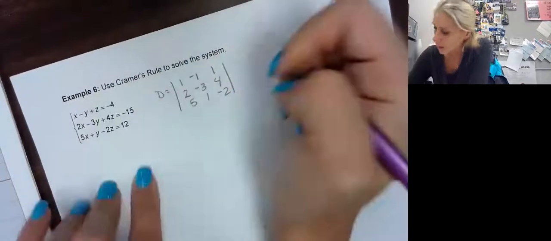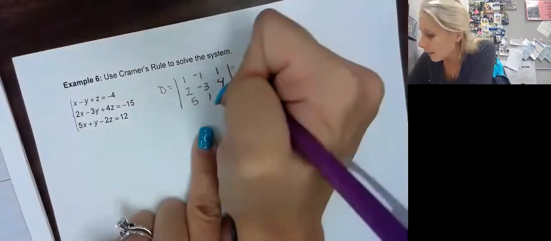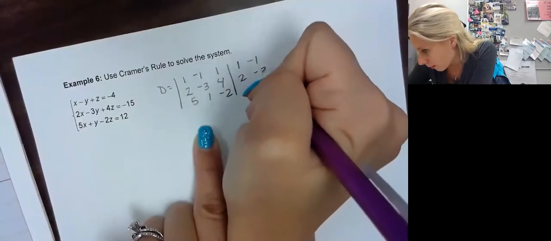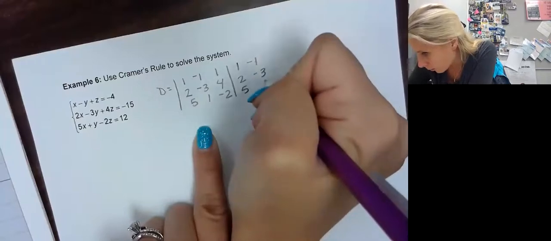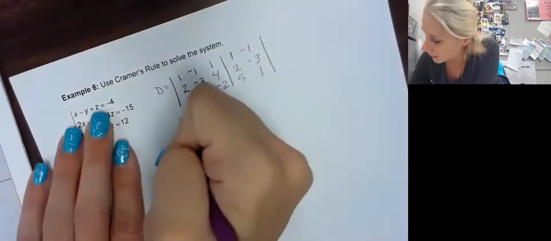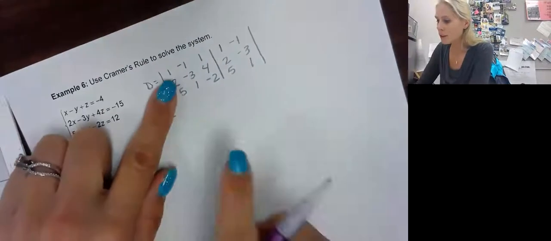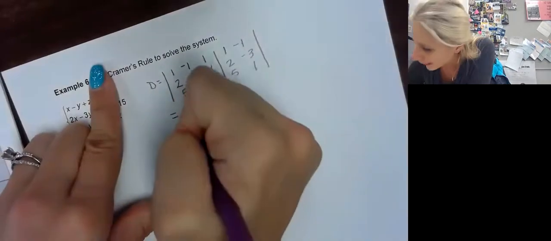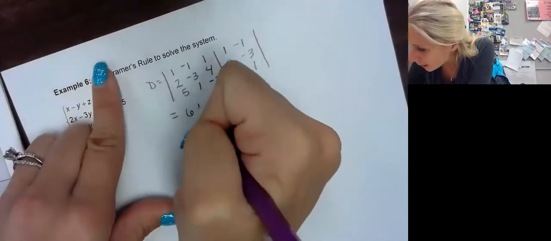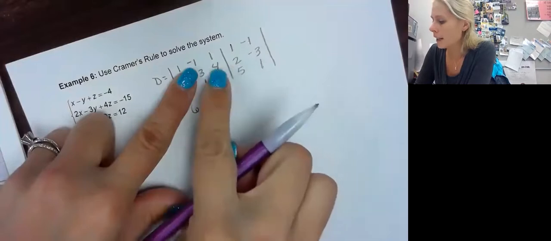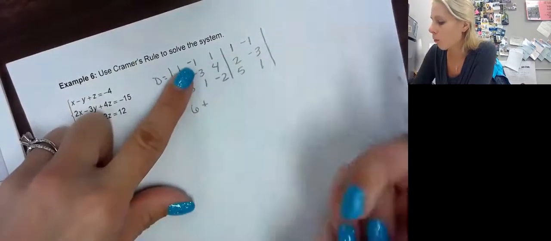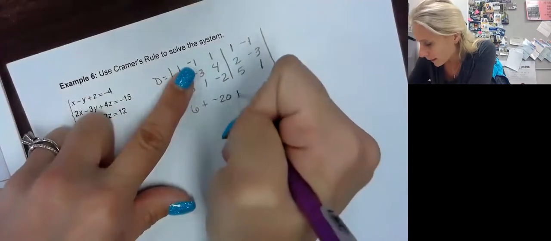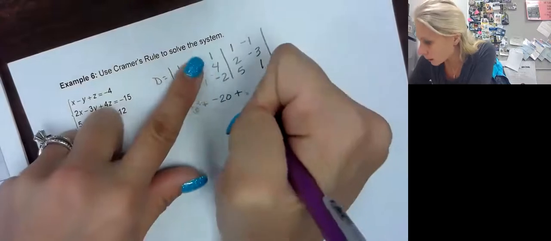Okay, I'm going to do my first two columns. I get 1, -1, 2, -3, 5, and 1. Let's do my diagonals, right? See if I can do this math quicker. So 1, -3, and -2 is a +6 plus 5 times 4 times -1 is -20 plus our last one, which is 1, 2, and 1, which is 2.